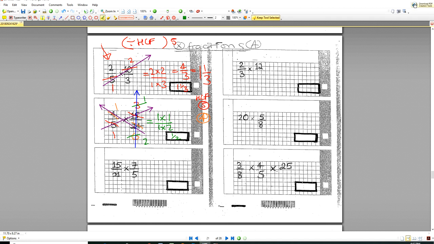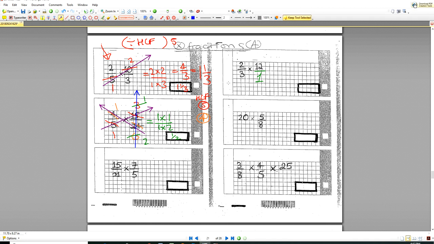So let's have a look at this question over here. 2/3 times 12. Now what we have here is a proper fraction and a whole number. So we need to turn the whole number into a top heavy fraction by writing it over 1. The number 12 is the same as 12 over 1.